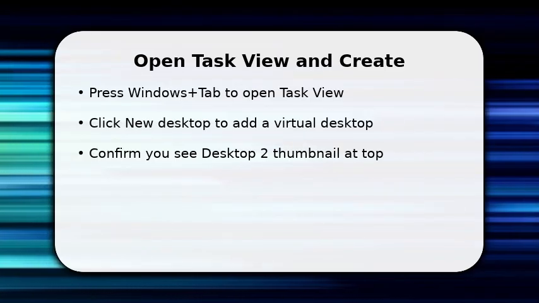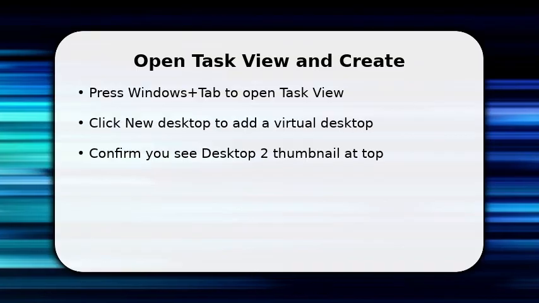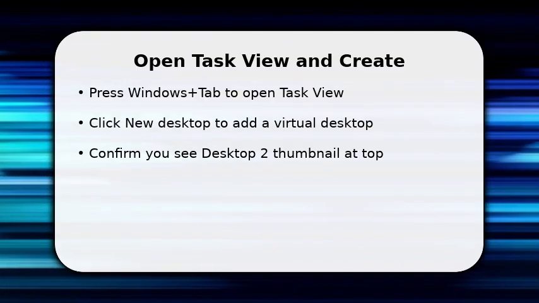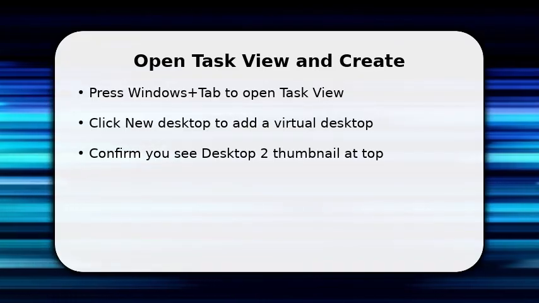Make sure Task View shows a thumbnail for each desktop so you know creation succeeded. If you prefer keyboard only, use Windows plus Control plus D to add a desktop faster. Once done, you can switch between thumbnails to begin organizing apps across desktops by work type or task.